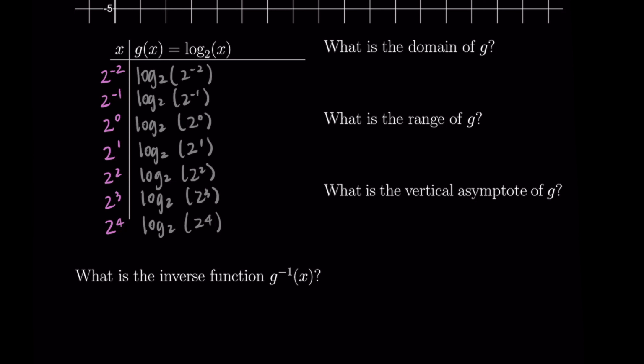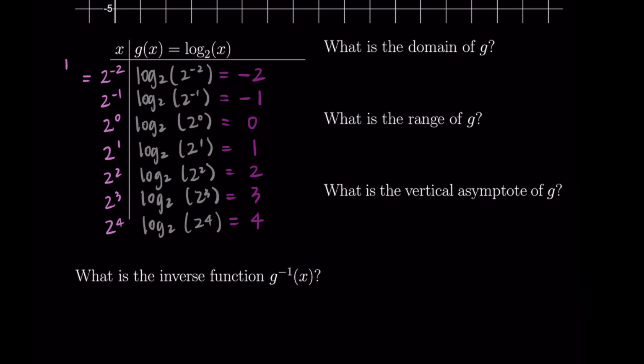So if we have log base 2 of 2 to the negative 2, we should be getting negative 2 out, just that exponent. Then negative 1, 0, 1, 2, 3, and 4. I set this up so that the outputs would work this way. The log base 2 of 2 to a power just takes out that exponent and tells you what it is. So negative 2 through 4.